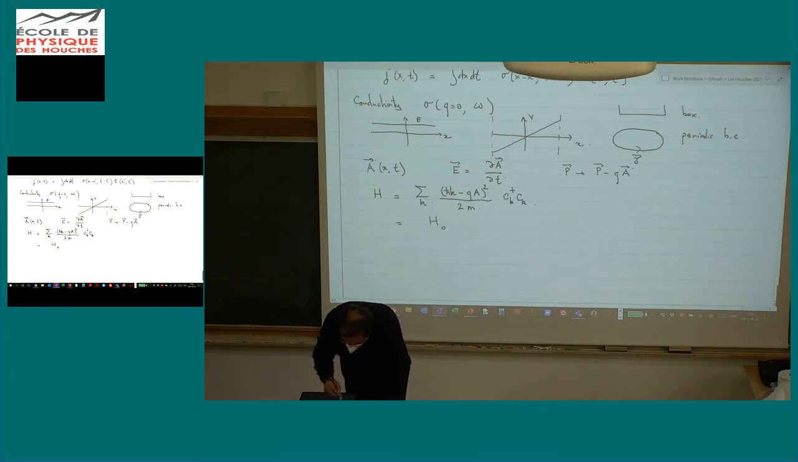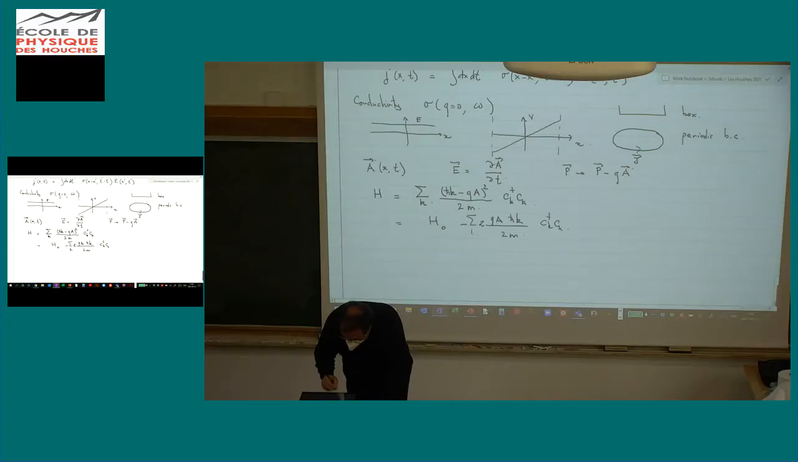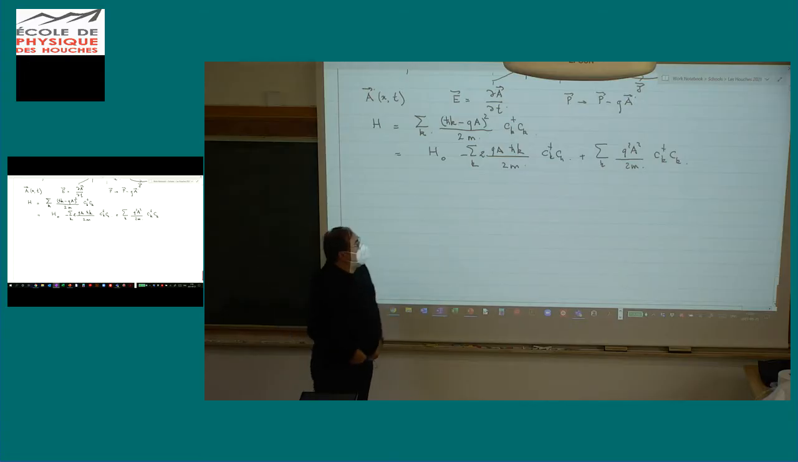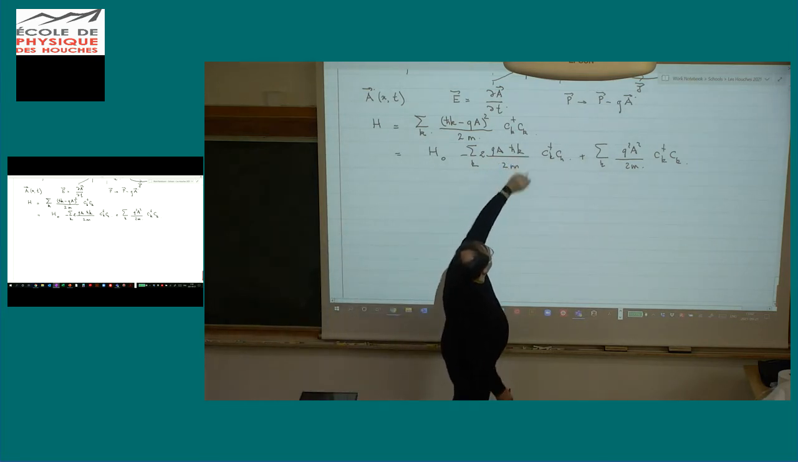Now I have terms which are minus QA times h bar K divided by 2m, and I have a factor of 2, and I have C dagger K CK, sum over K. And then I have a term which is Q squared A squared divided by 2m, and then C dagger K CK with the sum over K here. Now you see that if I want to look at a linear perturbation in the Hamiltonian, the term here is h bar K with a factor of 2. So it's h bar K divided by m.